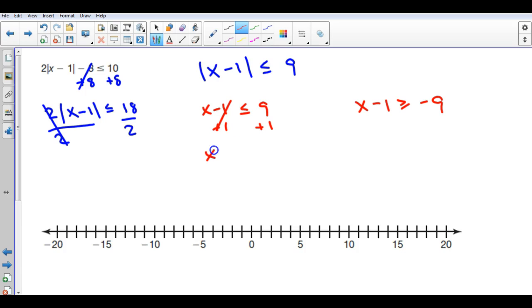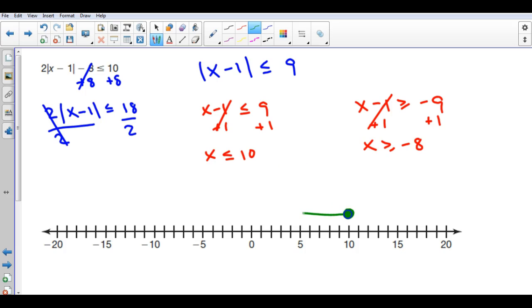In this case, we're adding 1 to both sides. So x is less than or equal to 10. Add 1 over here, and I have x is greater than or equal to negative 8. So this first one, x is less than or equal to 10. That's going to be a closed dot right over where 10 is because it's less than or equal to.